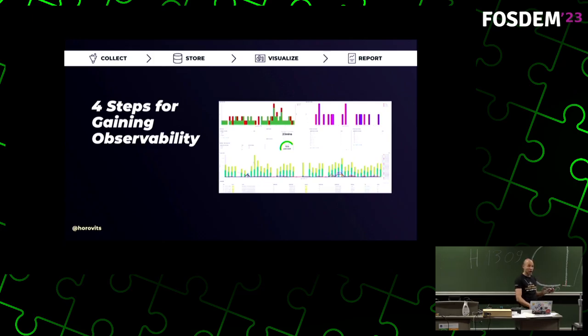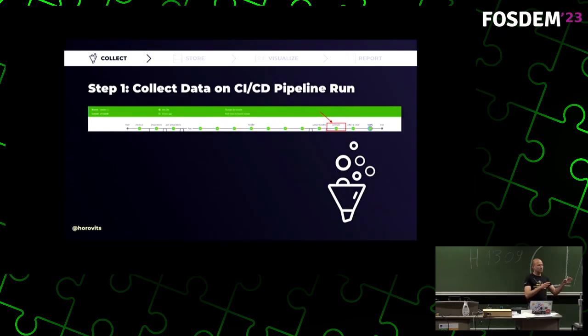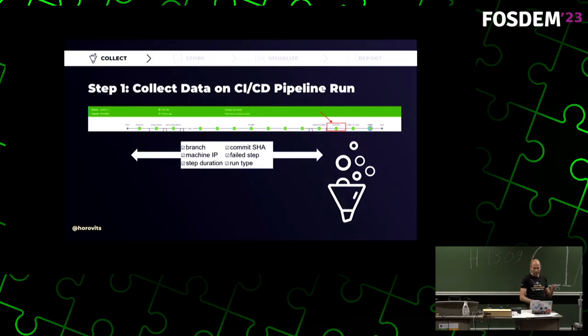So the first step is collect. And for that, we instrumented the pipeline to collect all the relevant information and put it in environment variables. Which information? You can see some examples here on the screen. The branch, the commit SHA, the machine IP, the run type, whether it's scheduled, triggered by merge to master or something else, failed step, step duration, build number, anything essentially that you find useful for investigation later. My recommendation, collect it and persist it. So that's the collect phase.